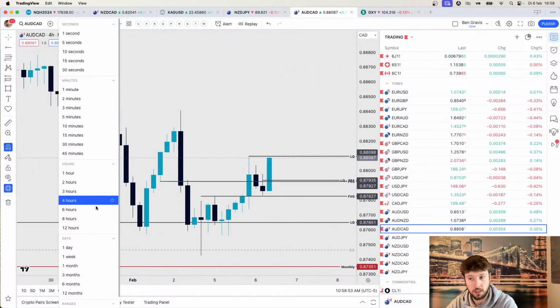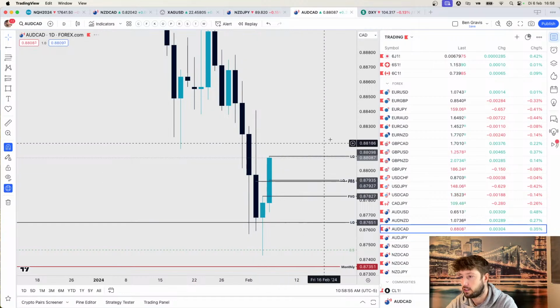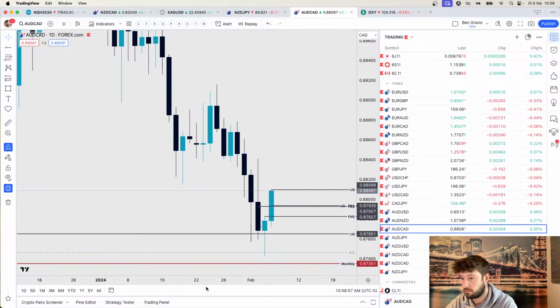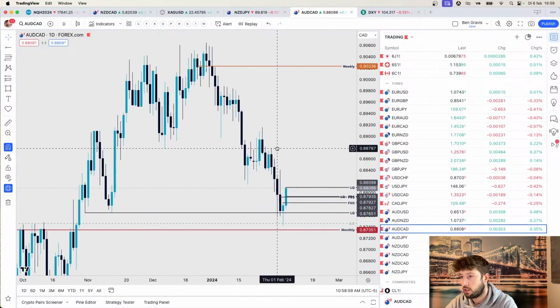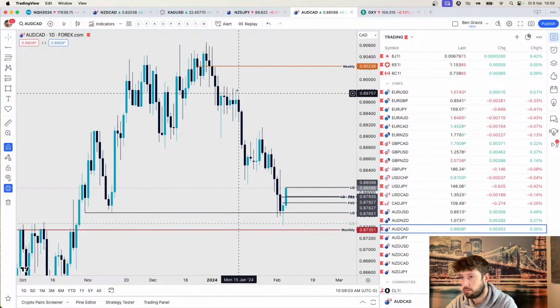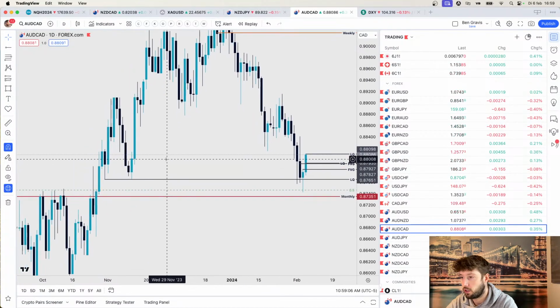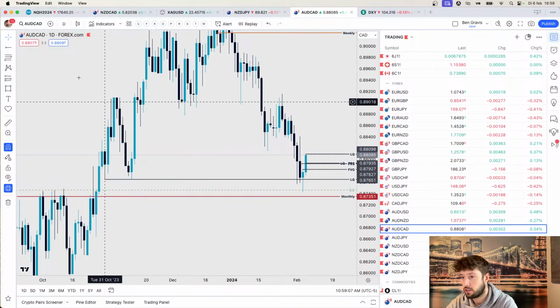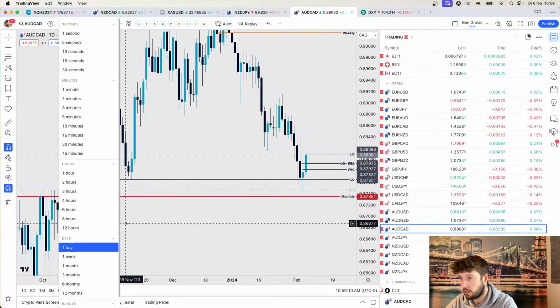Yep. So Australian Canadian also pushing through, potentially going towards that level. We took out equal lows on the 4 hourly.